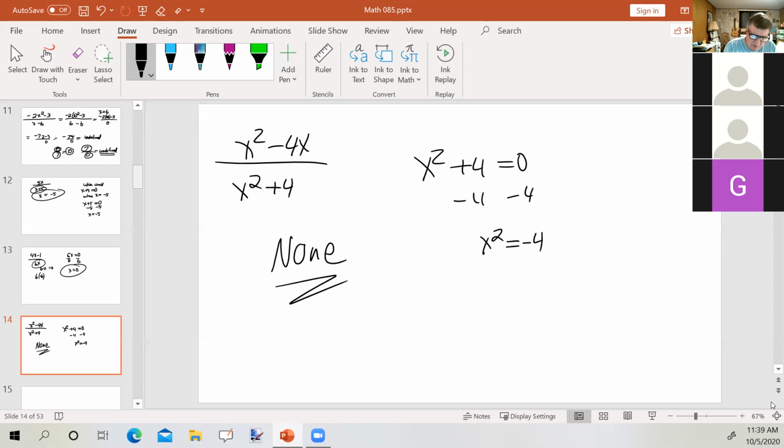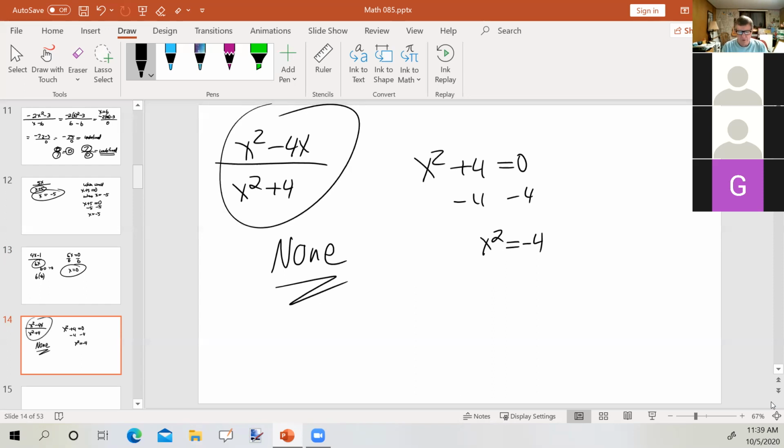There are no values of x that would make this thing undefined. Because if you put in a negative, negative squared is positive, positive plus 4 is positive. If you put in a 0, 0 squared is 0, 0 plus 4 is positive. If you put in a positive, positive squared plus 4 is still positive. So there's no restrictions there.